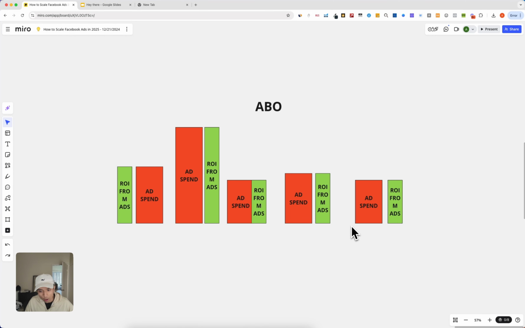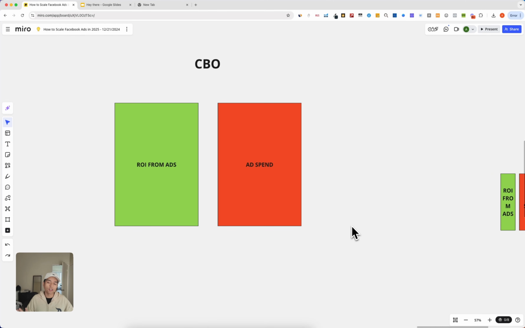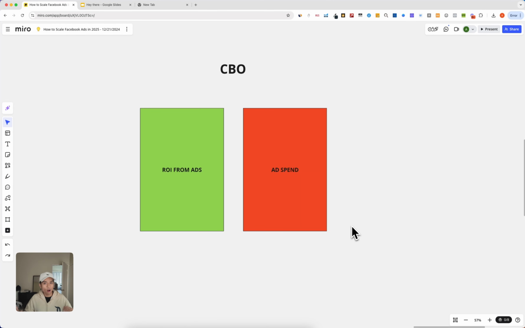And that is why, in every account that I've run, I try to run it in a CBO setup, because to me this is the ultimate way to unlock scale. It's to simplify and reduce the number of variables that I have to track so I can focus on one thing. If my ad spend goes up, does my ROI from ads go up? And if it does, budget goes up.